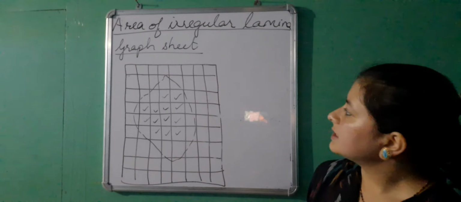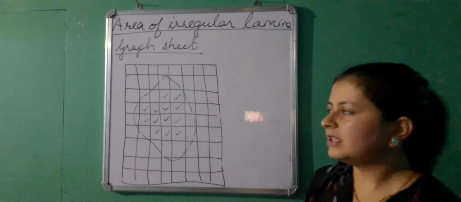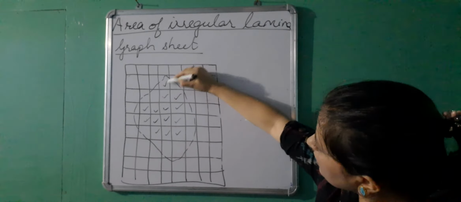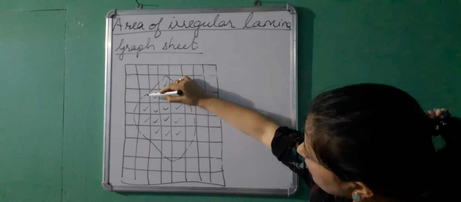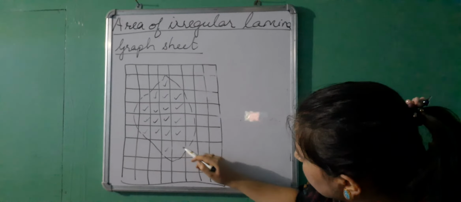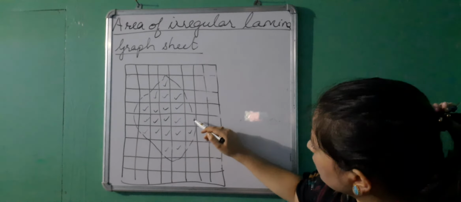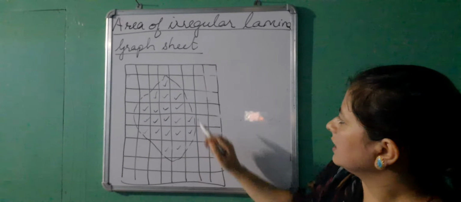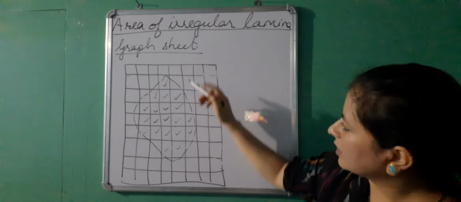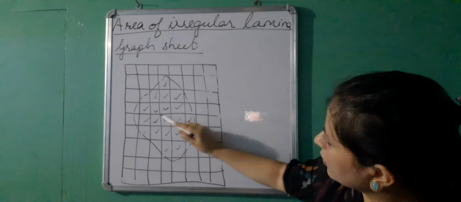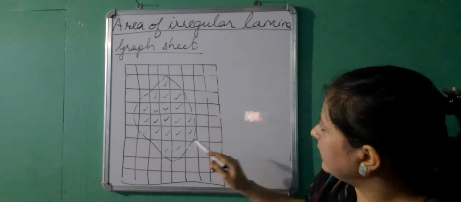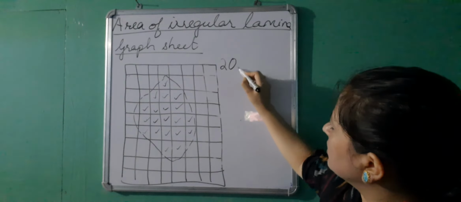Okay, and we will not take the squares which are less than half covered. We will take the squares which are more than half. So 1, 2, this is not more than half, this is more than half, this is more than half, this is more than half, this is more than half, this is more than half. This cannot be taken. All right, so if I count the number of ticks that have come, 1, 2, 3, up to 20. So 20 squares.